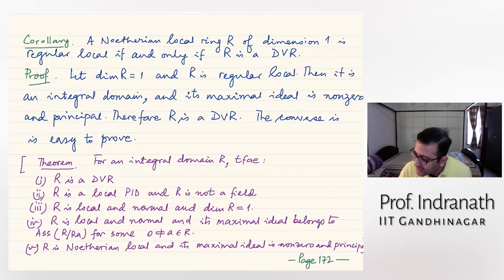This is very interesting. And I said that a quick theorem gives you all the equivalent properties of a discrete valuation ring. You can take any one of these as a definition for your understanding. You can see that R is a local principal ideal domain and R is not a field. Then you have some more. And this is something which we will be using, that R is Noetherian local and its maximal ideal is non-zero and principal. This is exactly what comes very useful for proving this kind of statement.